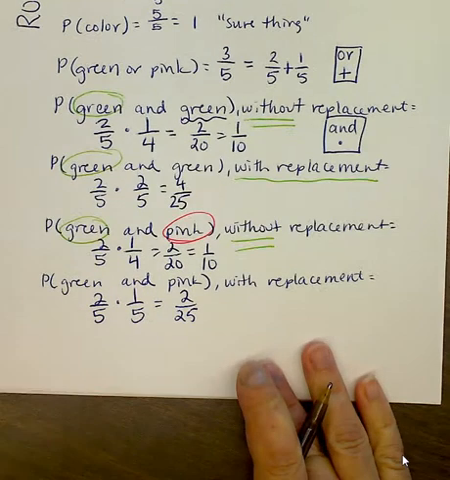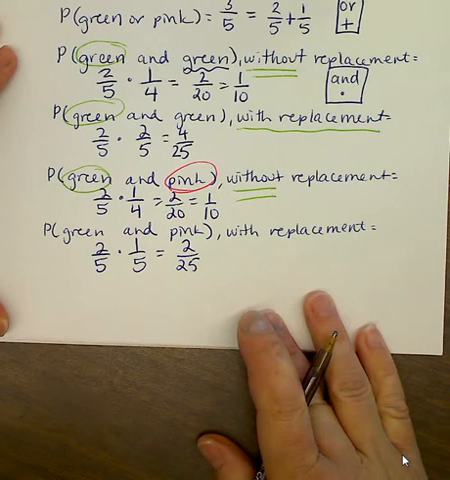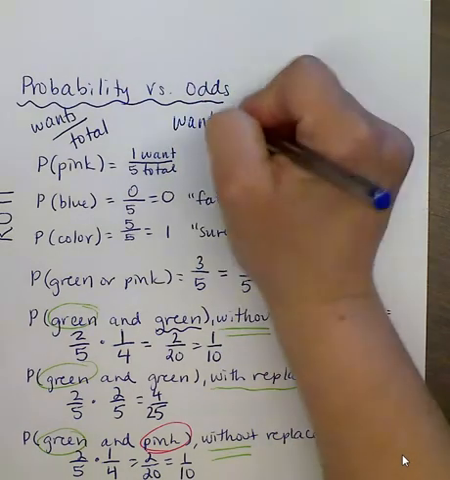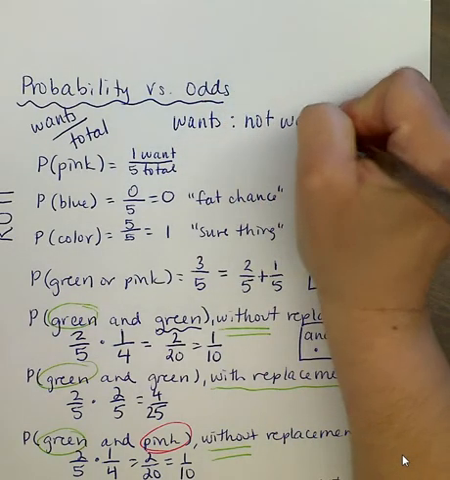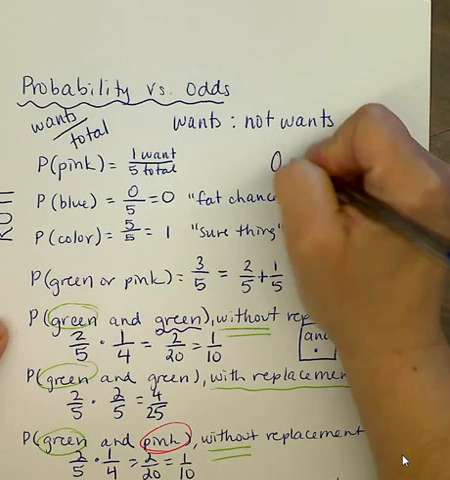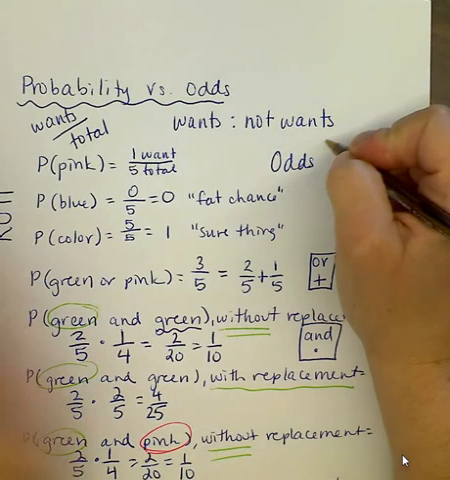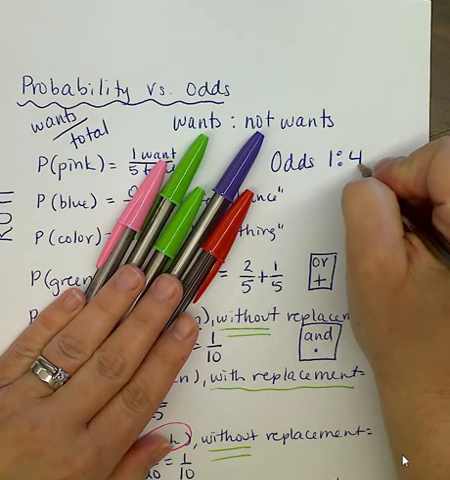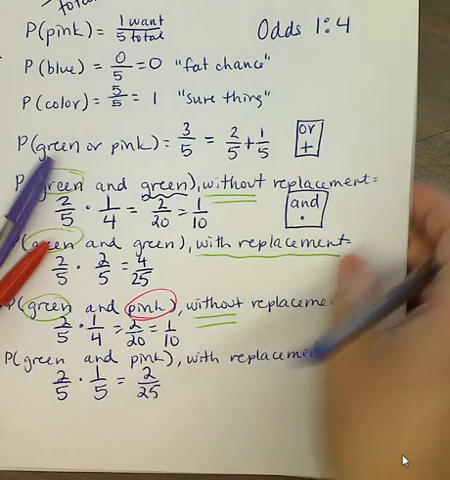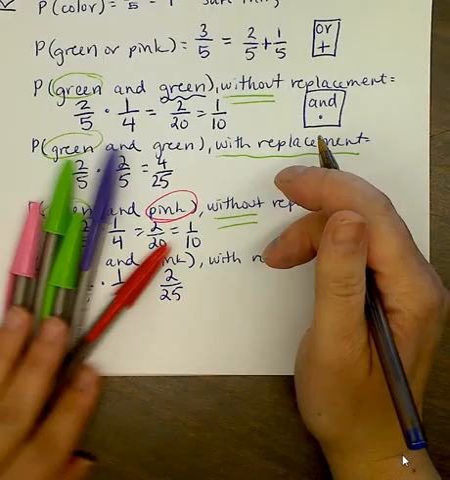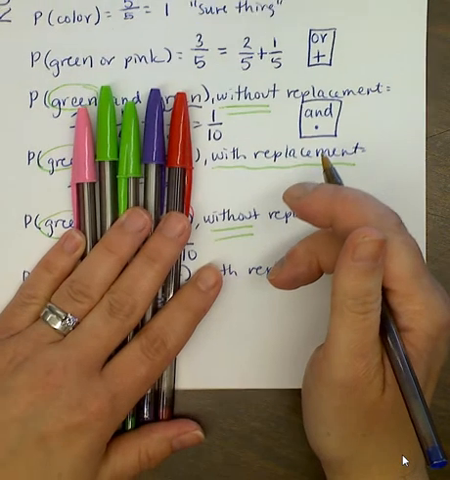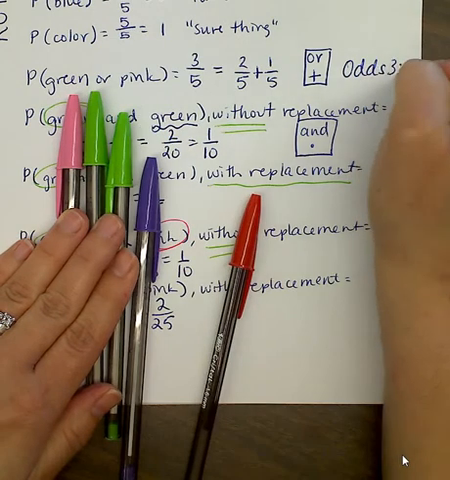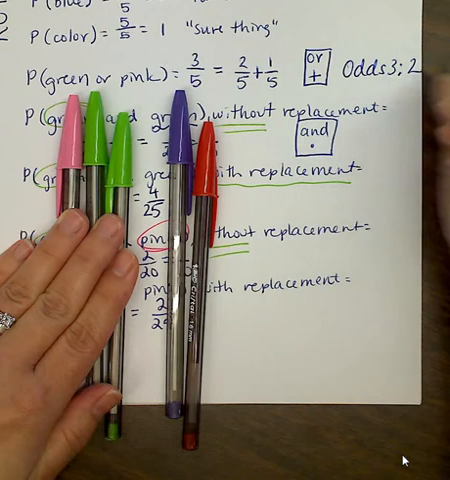Okay, now compare all of that to odds. In odds, we want to do the wants as compared to the not wants. So the odds of picking a pink would be that there's 1 pink and 4 non-pink. The odds of picking a green or a pink would be 3, like the type that we want, compared to 2 that we don't want.